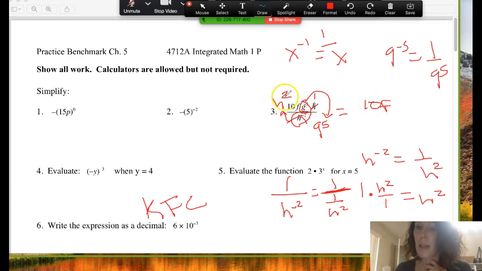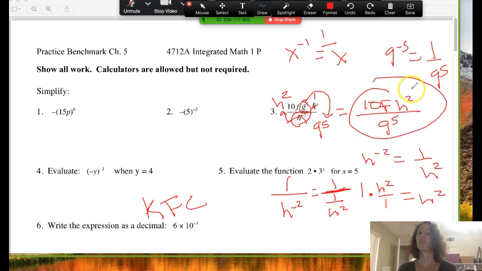So I have 10f, and then I have h squared here. H squared over the h squared went up, and what I'm left with on the denominator is g to the 5th. And that is most simplified. There's no negative exponents. Nothing else divides out, and you're done.